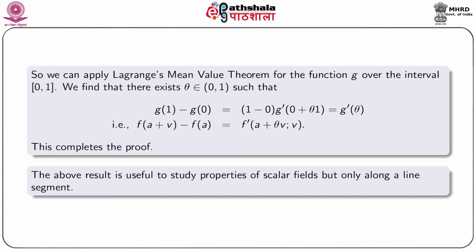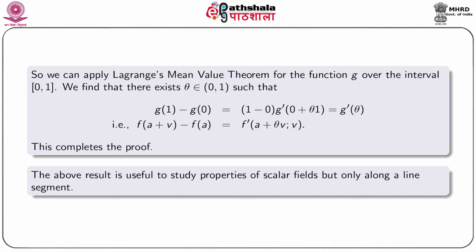That is, we replace g by the corresponding values of f. We find f of a plus v minus f of a equals f dash of a plus theta v, v. This completes the proof. We shall see that the above result is useful to study properties of scalar fields, but only along a line segment.